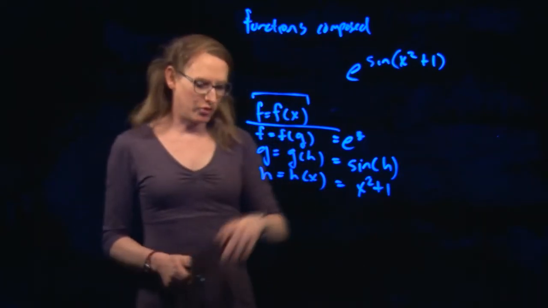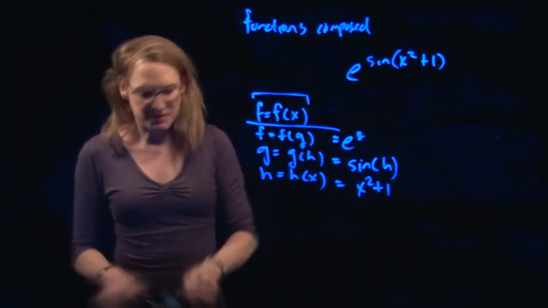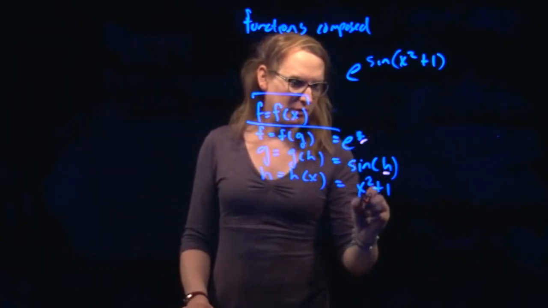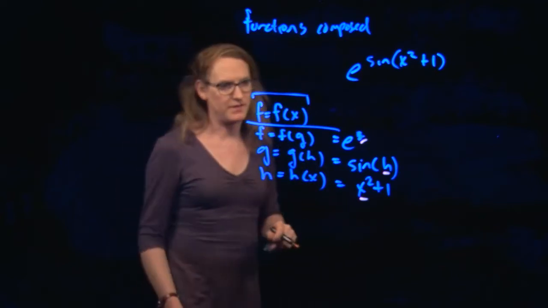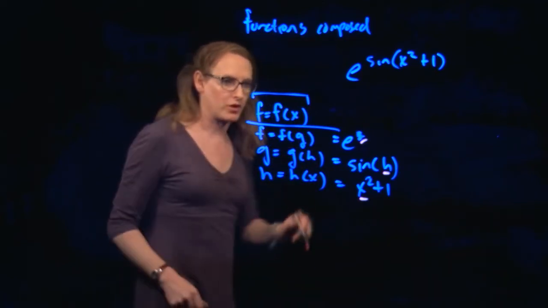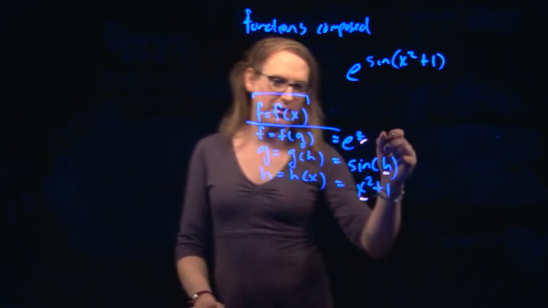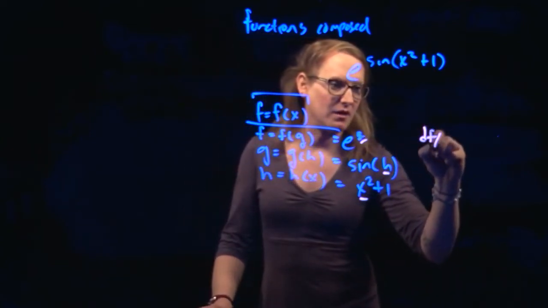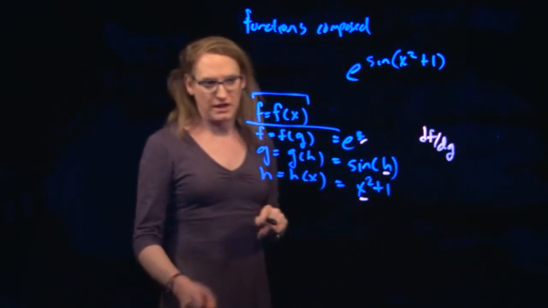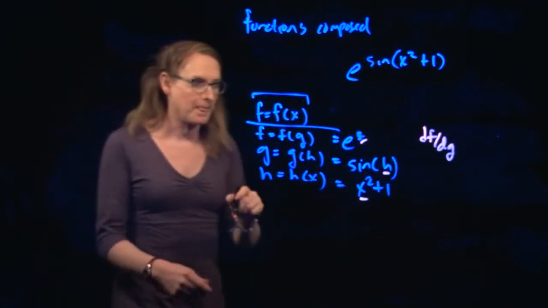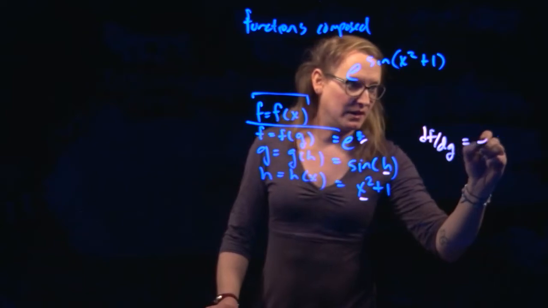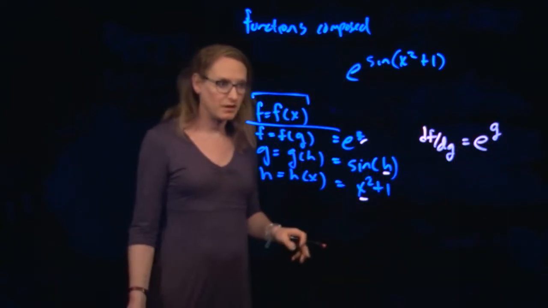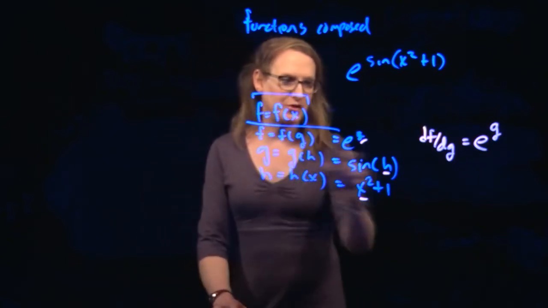So for each of these functions that we're considering right here, we're going to let that thing be the variable. That thing's the variable. This thing is the variable. So we're going to take the derivative with respect to that thing. I'm going to write df dg, taking the derivative with respect to g and getting e to the g, because the derivative of e to the something is e to the something.